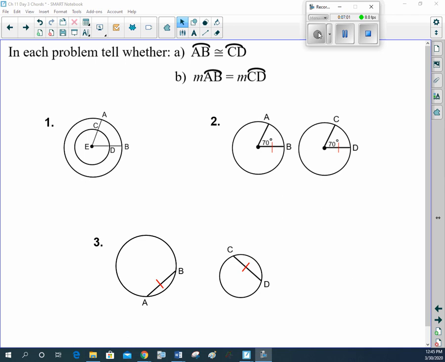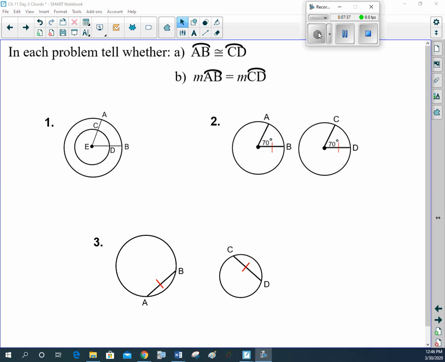Okay, in this slide right here, it says in each problem tell whether arc AB is congruent to arc CD or the measure of arc AB is congruent to the measure of arc CD. So those are two different things. Remember, the arc measure is talking about what its measurement is pertaining to the central angle associated with that arc. Just talking about arc AB congruent to arc CD, that's when we're talking about the physical, what does that arc look like? So question number one is a really good one to point out the differences.